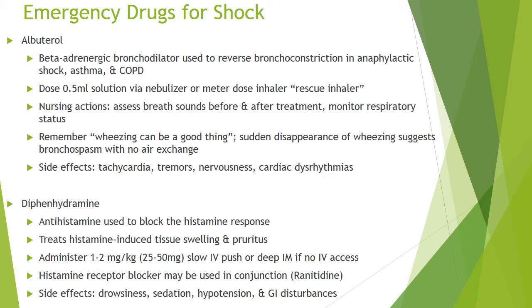Albuterol is a medication often used to treat patients in anaphylactic shock, asthma, or COPD exacerbations. It's a beta-adrenergic bronchodilator that reverses bronchial constriction. It's usually given in a dose of 0.5 ml solution, and we give it by nebulizer as an updraft treatment, or it may be given as a metered dose inhaler. Your patient may refer to this as their rescue inhaler.